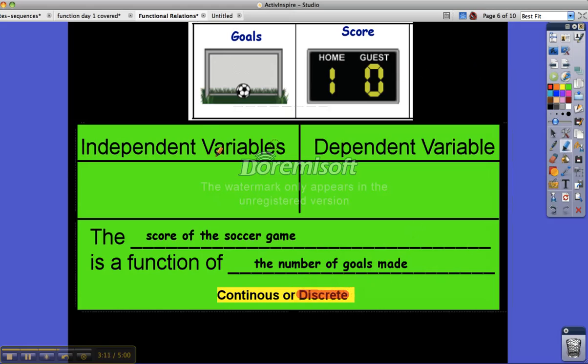It's discrete because you score 1 goal and it becomes 1 to 0. If you score 2 goals, it becomes 2 to 0. If you score 3 goals, it becomes 3 to 0. There can't be 1.5 goals in a soccer game. That's not the way it works. You don't get points for being close to the goal. You only get points for making a goal. Yay!